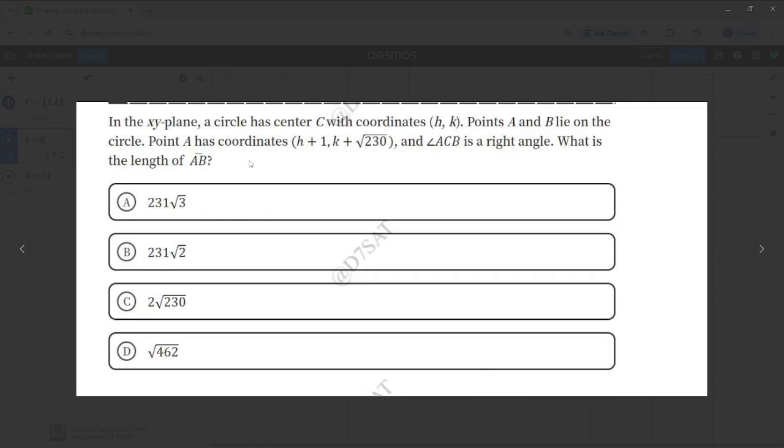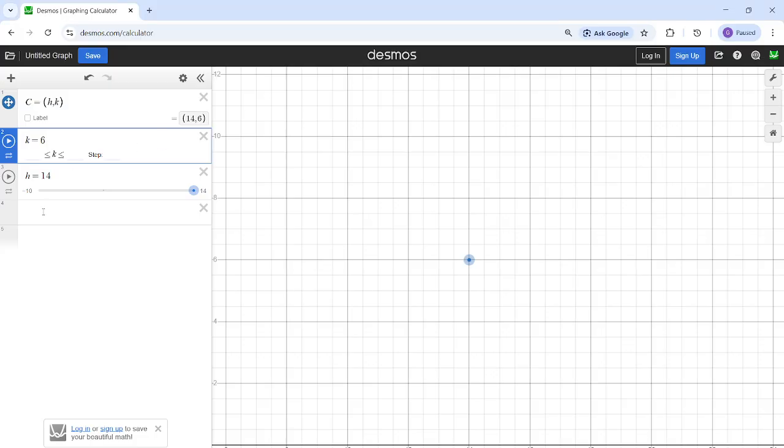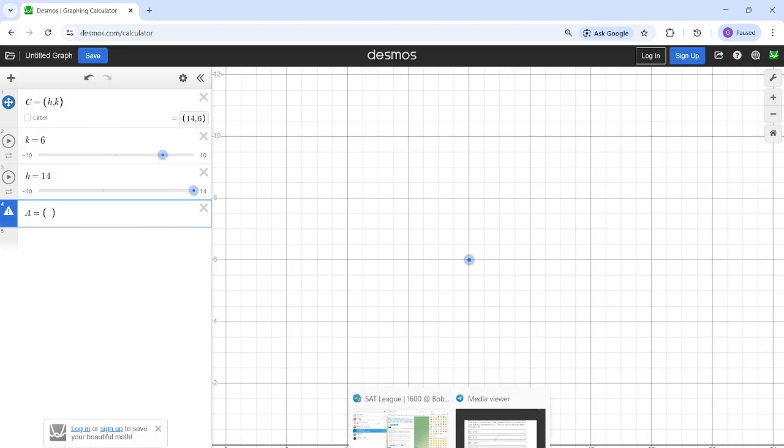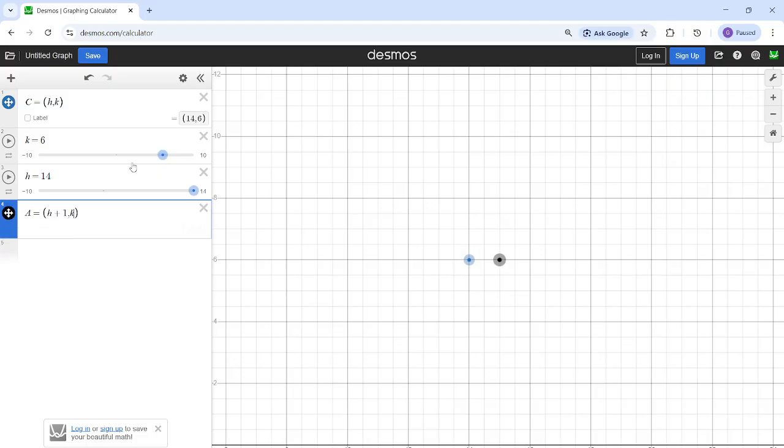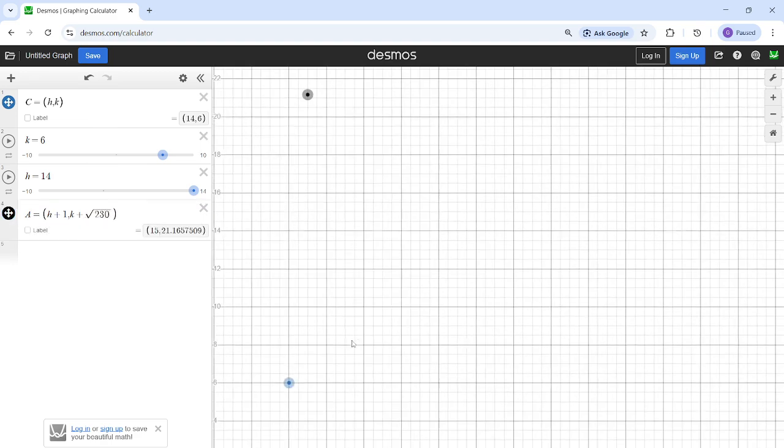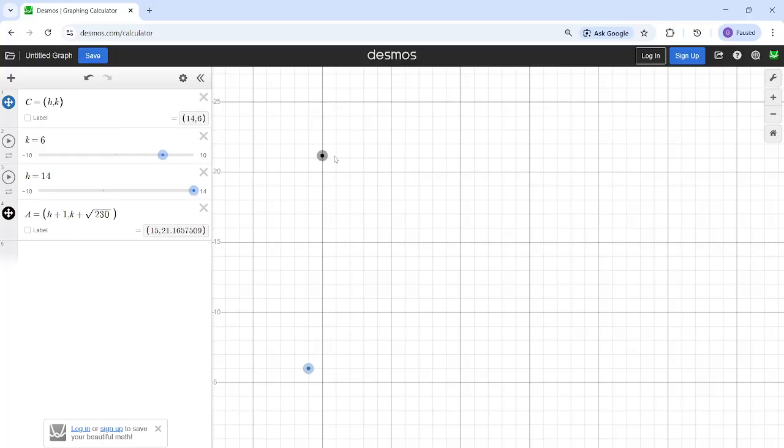Alright? Now, points A and B lie on the circle. On the circle means on the line of the circle. Point A has coordinates this. Let's write down the coordinates of point A. It's h plus 1, k plus square root 230. So this is the point A. And point B is also somewhere here, or here, or here.